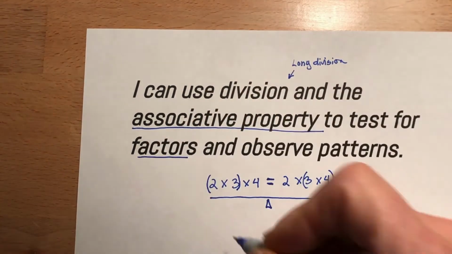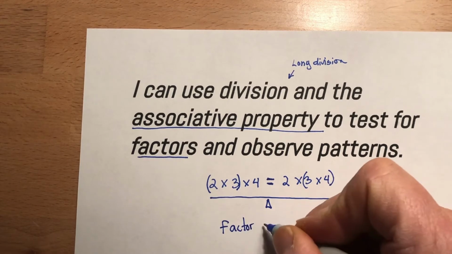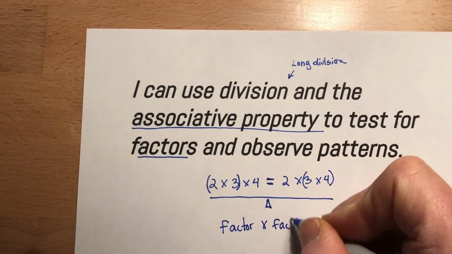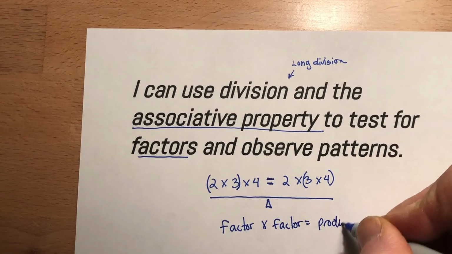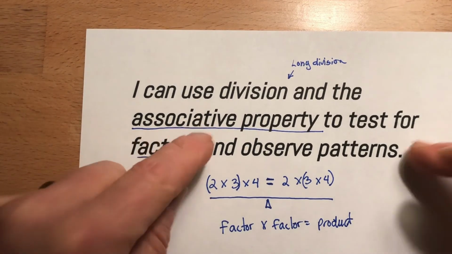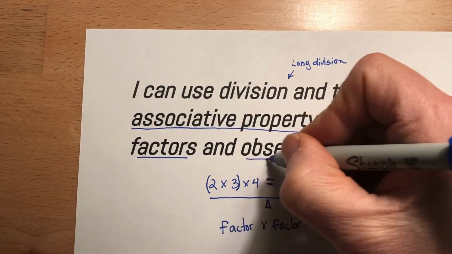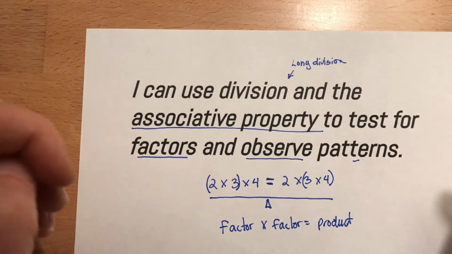Factors are the numbers that you multiply by. Factor times factor equals product, all right? So remember that we're looking for factors, so we're probably going to get the product, and we have to go find the factors. And we're going to observe patterns, all right? Observe means look and think about patterns that you see within these numbers, okay?